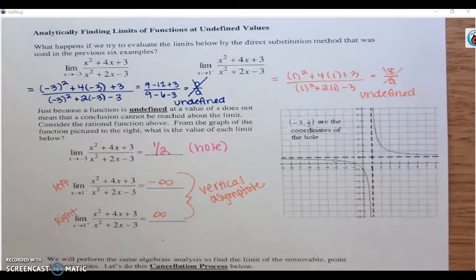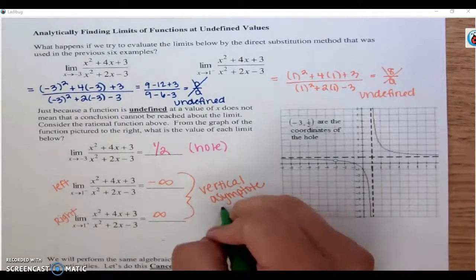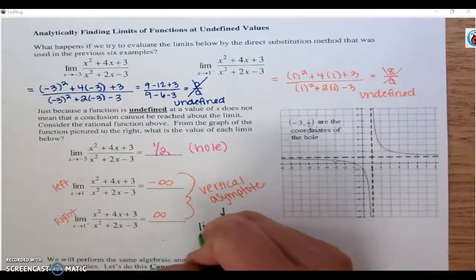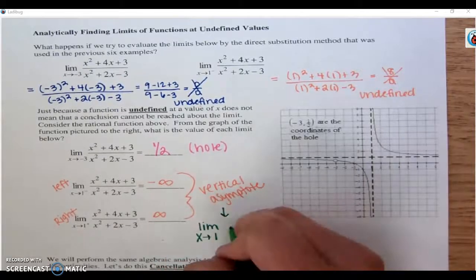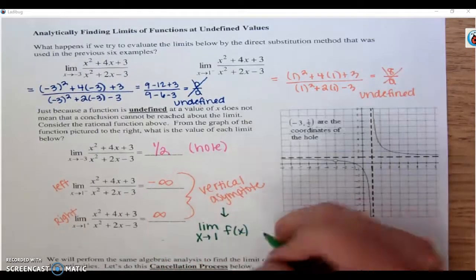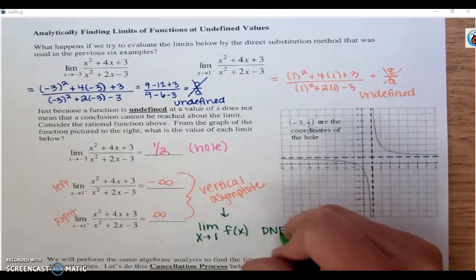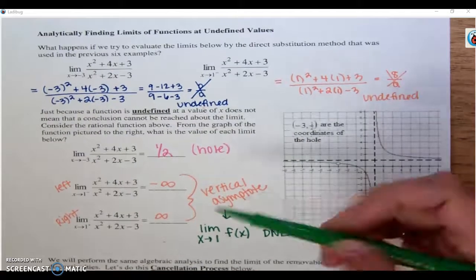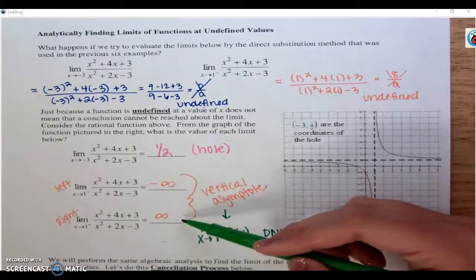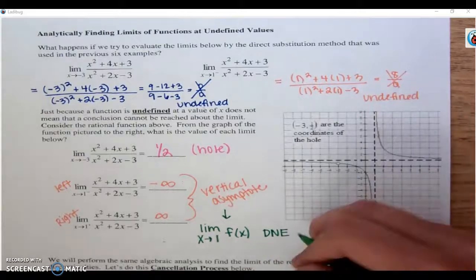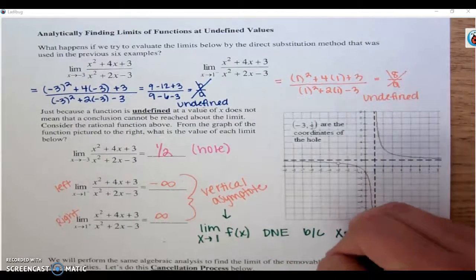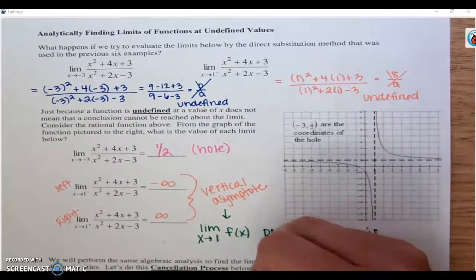Now, keep in mind, when you're doing the left and right limits here, you can get an answer. But if I asked you what the limit as x approaches 1 of this f of x is, it would be does not exist. Remember, these have to be a real number for the limit to exist, so that doesn't exist. The reason here is because x equals 1 is a vertical asymptote.